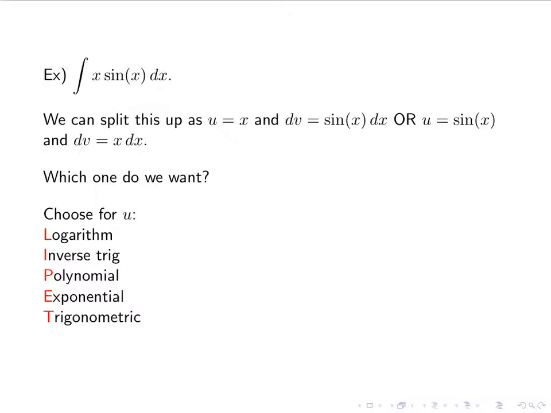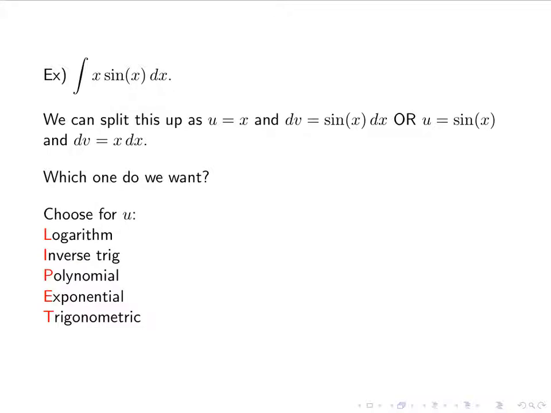So the first one is a logarithm. If one of our factors is a logarithm, we want that to be u. If part of it is an inverse trig, we want that to be u. Next comes a polynomial, then an exponential, then a trigonometric function.